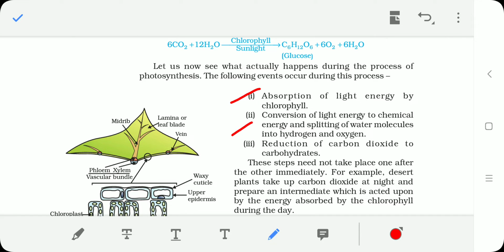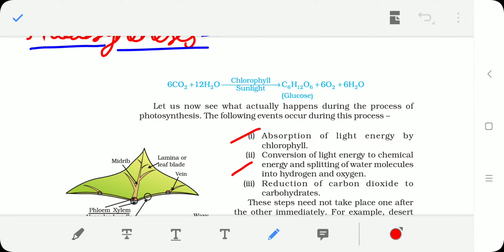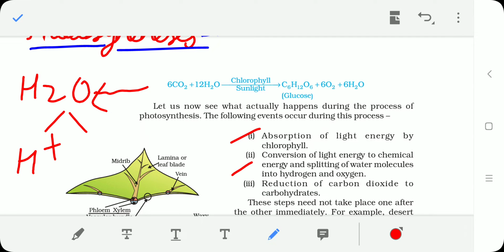See what happens. This is the H2O molecule. By the action of sunlight, coming from here, this H2O is broken down into H plus ion and OH minus ion. And here is a point to be noted down.